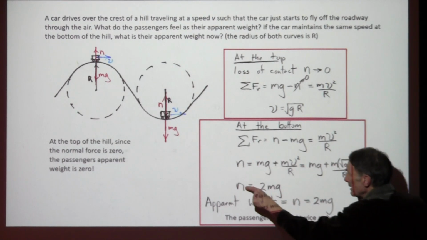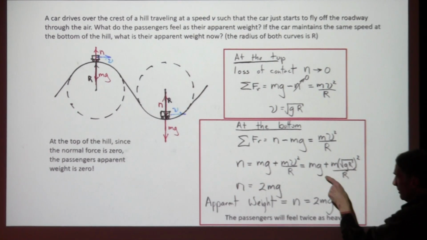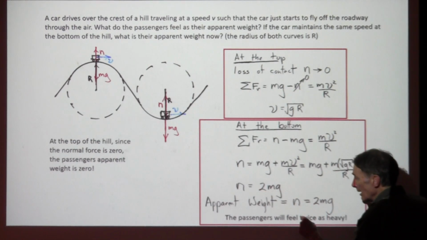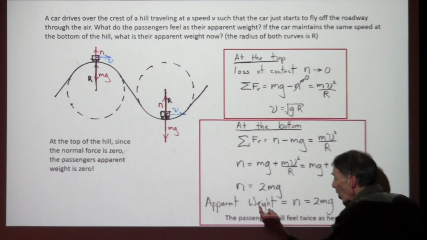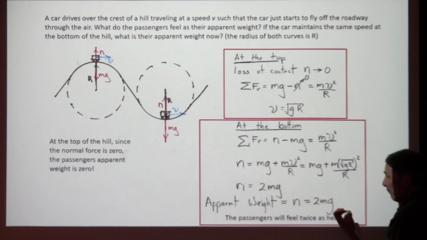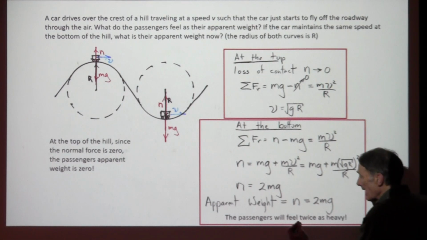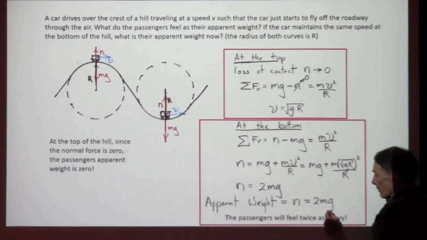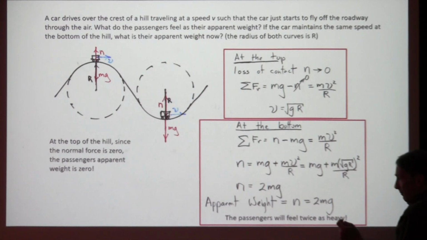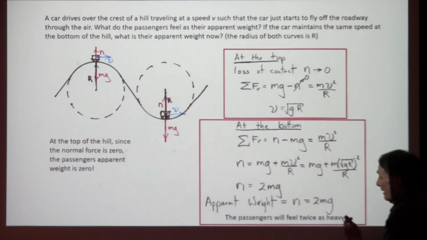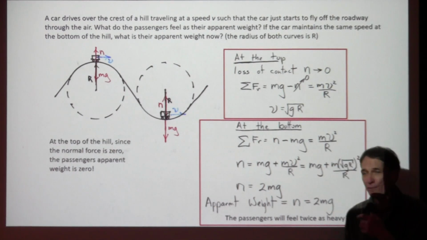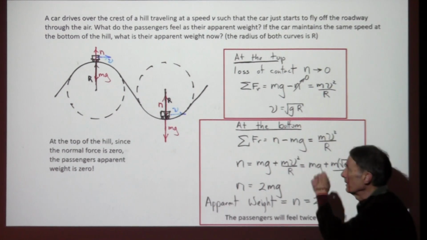And when we do the math here, it's going to end up being 2 mg. So the apparent weight, that is the normal force, or if they were sitting on a scale, that normal force would be this 2 mg. And so the passengers will end up feeling twice as heavy, or we say they experience 2 g's of force at the bottom of that curve.